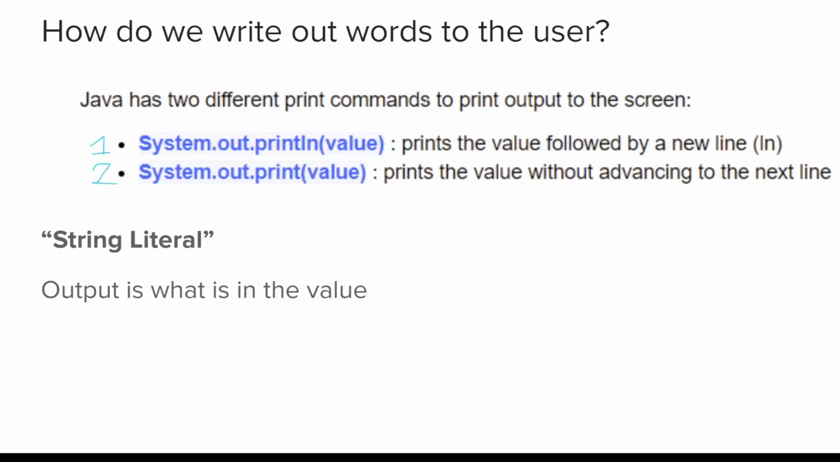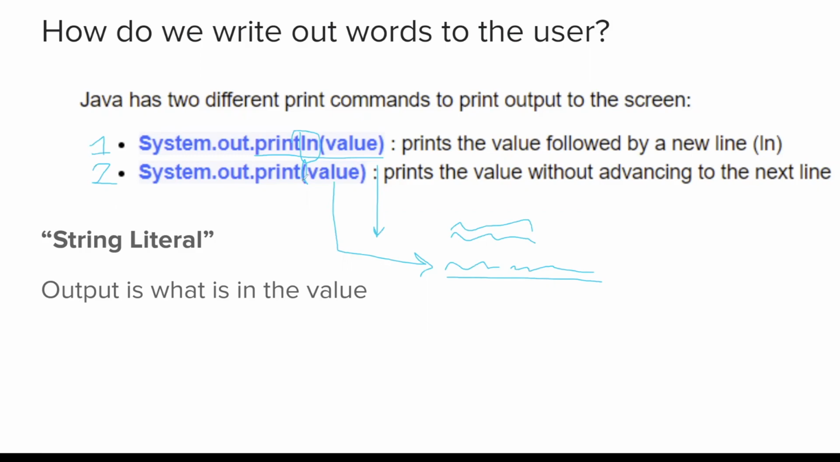And you might wonder, what's the difference? You can notice that there's an ln here, but there's no ln here. The difference is, if we use println, the next line of code that we write will have its output on a new line. But if we only use print, it'll continue on the same line.